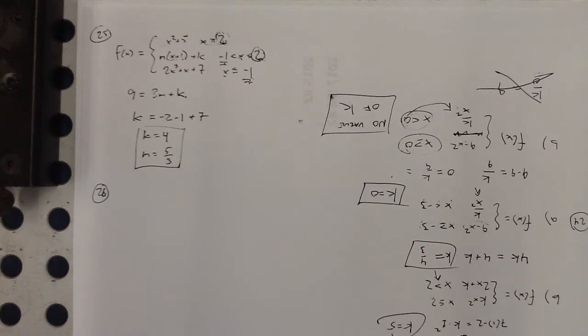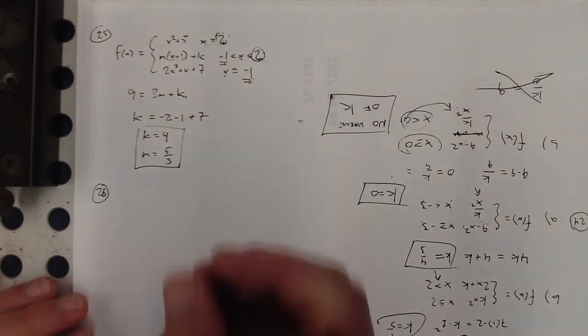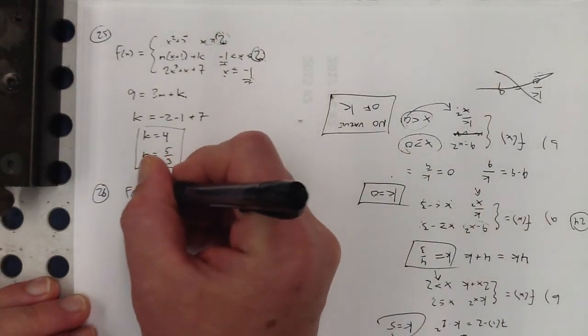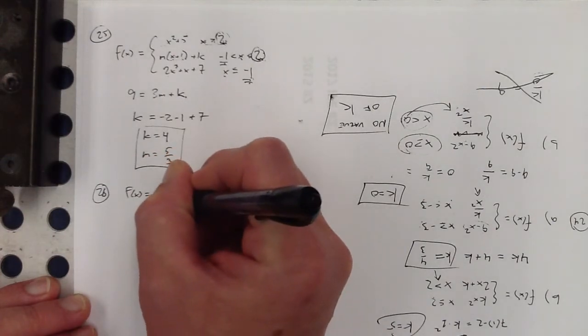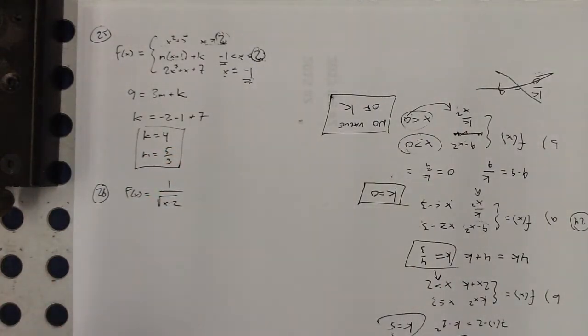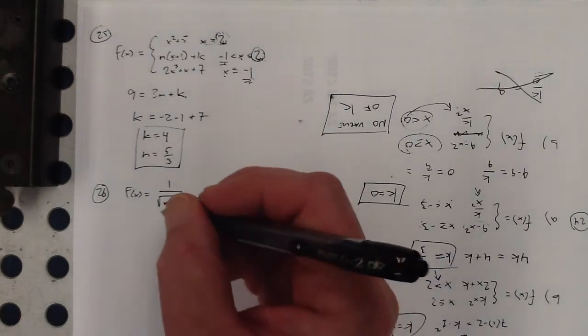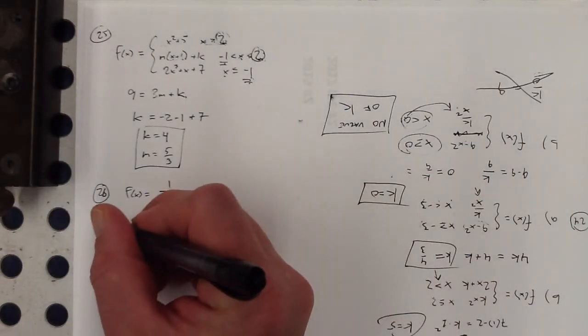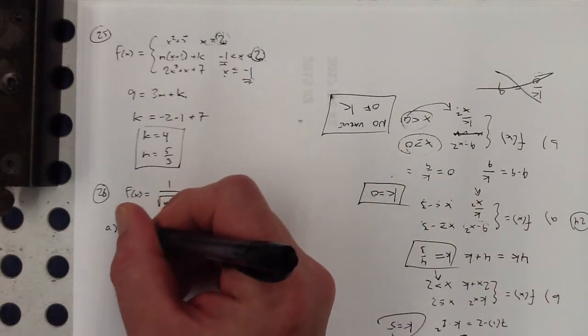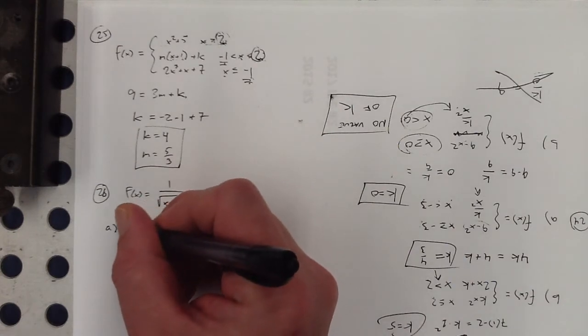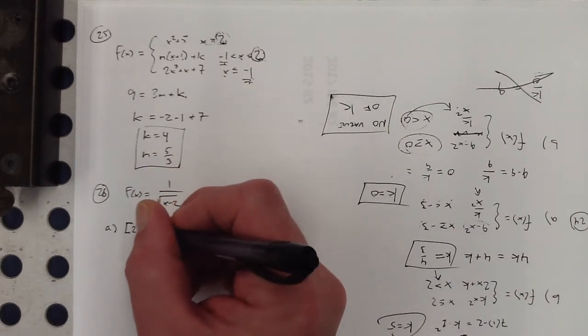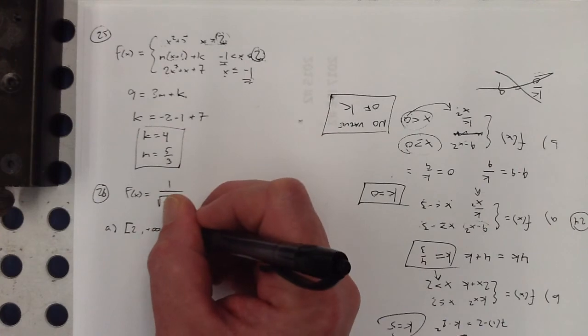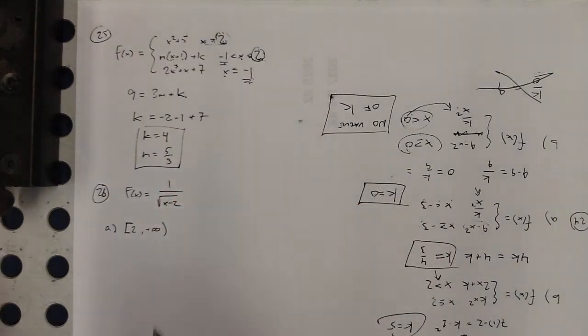26. On which of the following intervals is f of x equal to 1 over the square root of x minus 2 continuous? And we've got some choices here. So is it continuous on the interval from 2, where the square bracket means it includes 2, to positive infinity? Is it continuous on that interval?